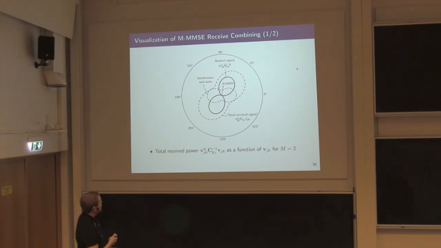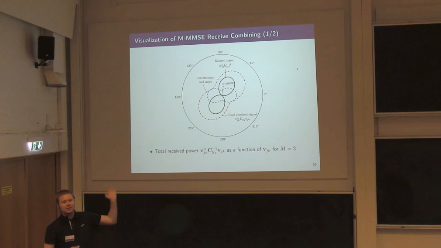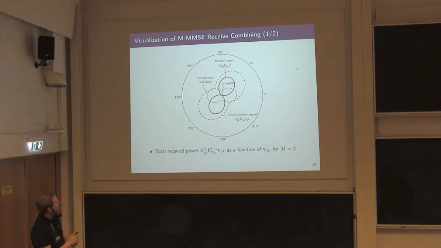And here, it is not really clear which direction we should put the combining vector in. Should we take something that points in the direction where we get the larger signal? Should we take something that points in the direction where we get the least interference? Or should we take something in between, as the multicell MMSE is doing? And how is it doing that? The complicating thing here is that this red shape, the total received signal, is angle dependent.